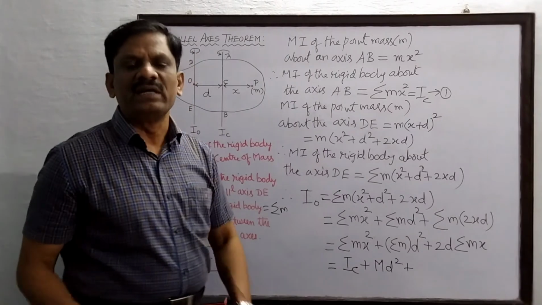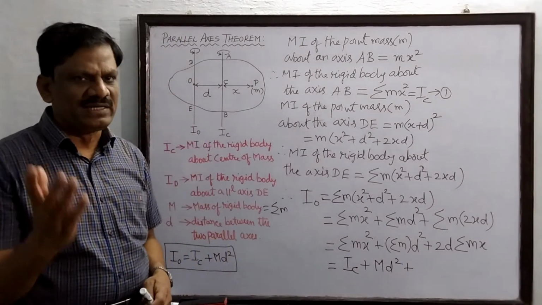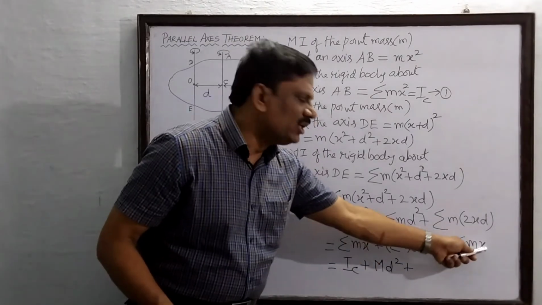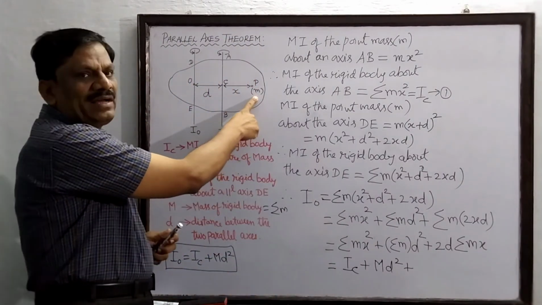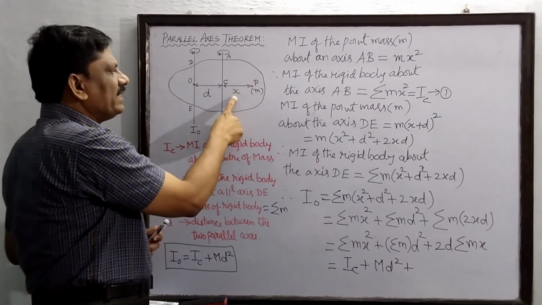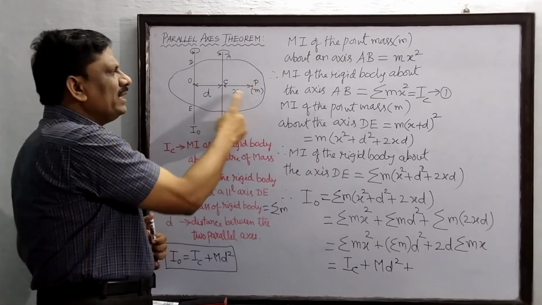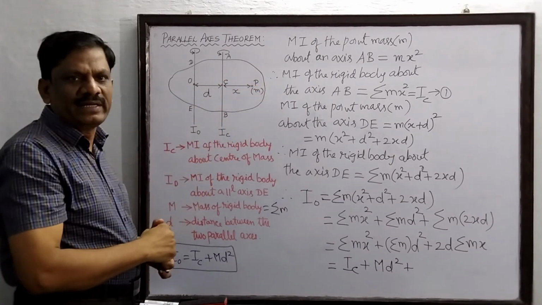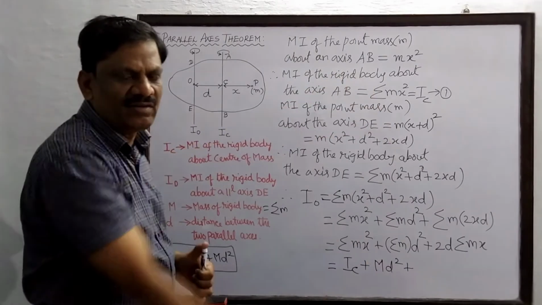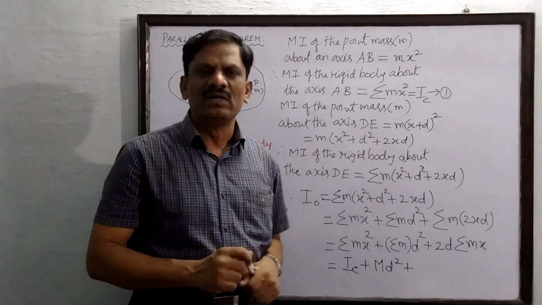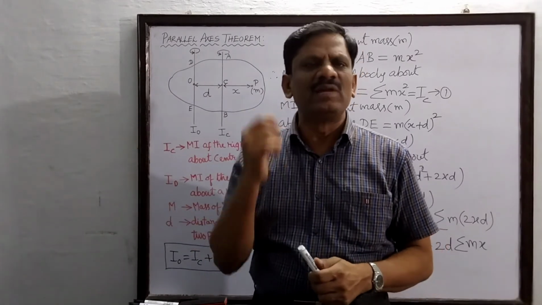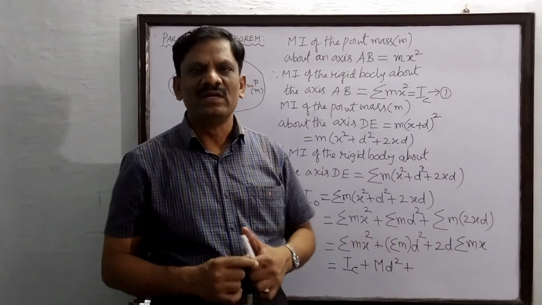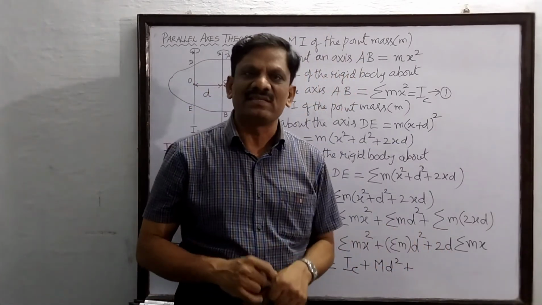What is the third term, my dear students? It is 2d multiplied by sigma m into x. You see here, m is the mass of the point particle and it is at a distance of x. M into x for this particle you take, since x is on the right hand side of the axis, mx will be positive. Equally, at the same distance on the left hand side, there will be another similar particle of the same mass m. For that, the x coordinate is minus.